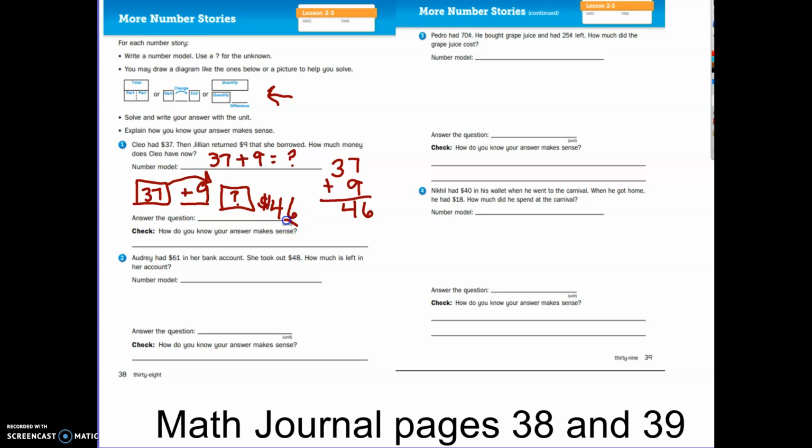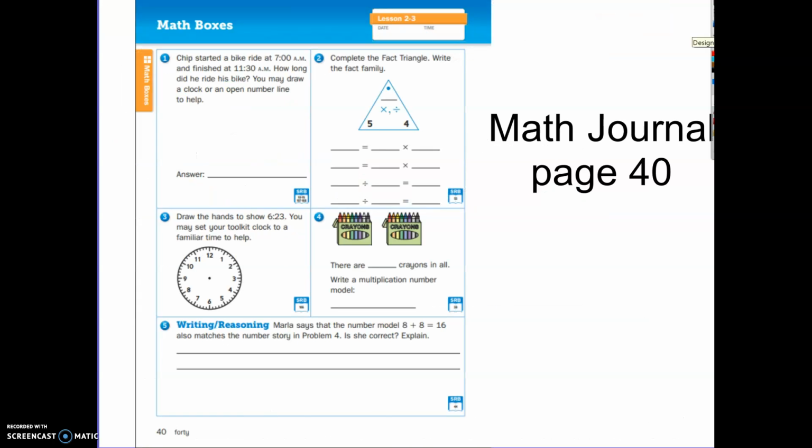So we want the unit. Now, when it's money, I can just put the dollar sign. If we were talking dogs or cats or apples, I would have to write down dogs or cats or apples. Now, how do I know that my answer makes sense? I could write, well, I used my number grid and counted from 37 and added 9 more and got 46. That's how you are going to work on the rest of the problems on this page. And then there's also a math journal page, math boxes page on page 40 for you to work on. Good luck, boys and girls.